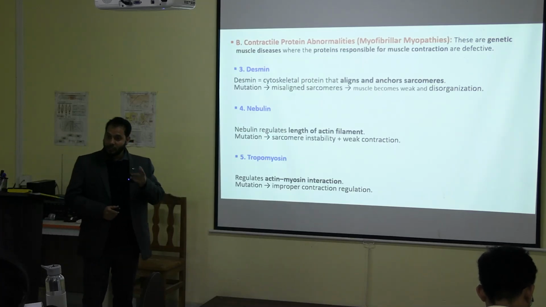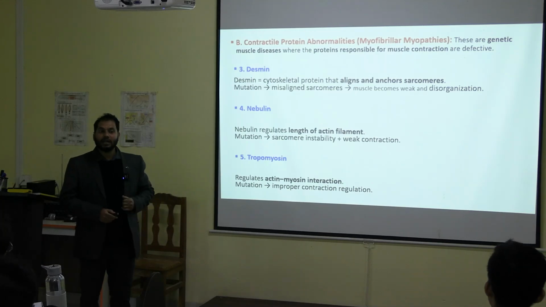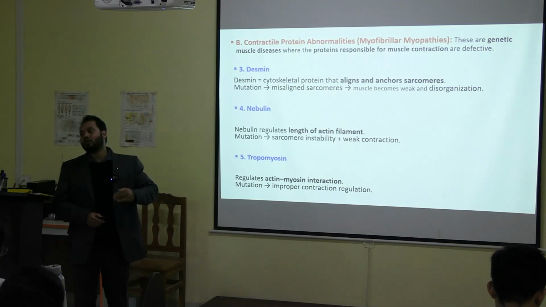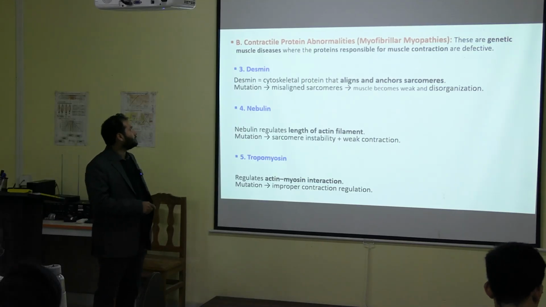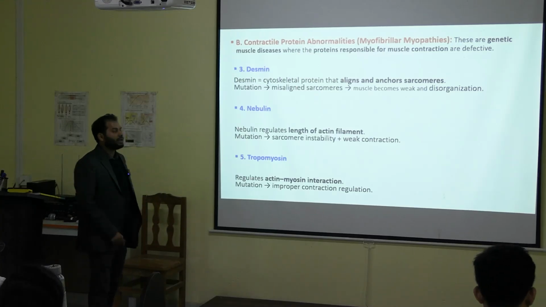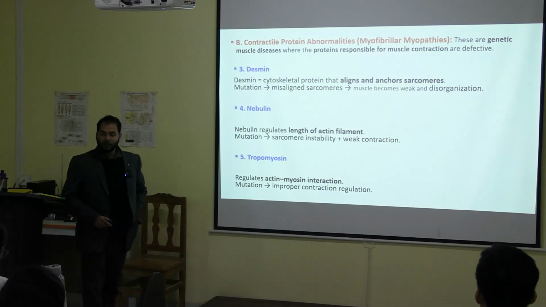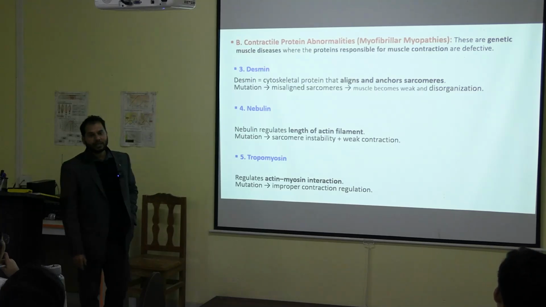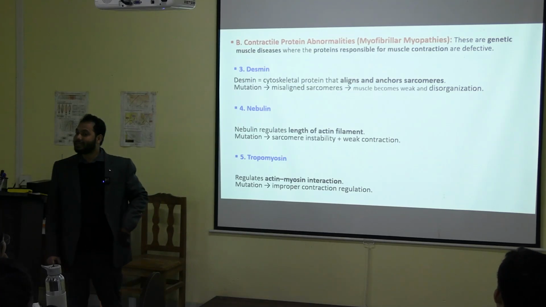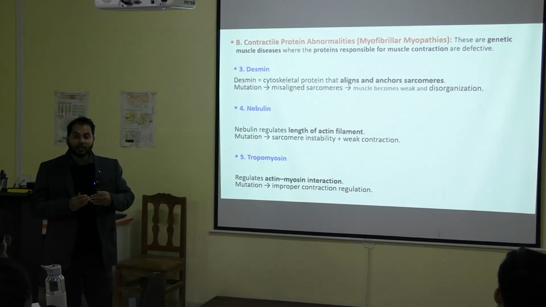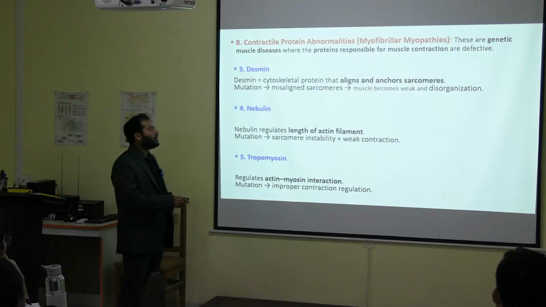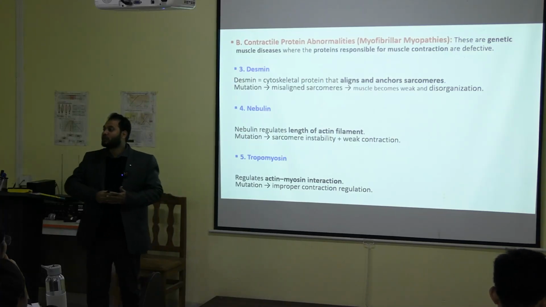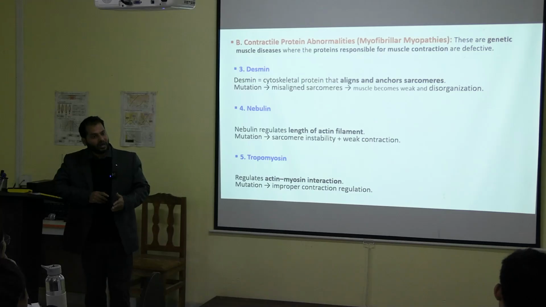But defects in the skeletal muscle proteins affect the alignment of the sarcomere. You can see the alignment of sarcomeres basically depends on the protein desmin. But again, due to mutations, there is a misaligned sarcomere. An aligned sarcomere is important to generate a strong force of contraction. But if there is a misalignment in the sarcomere, the muscle becomes weak and disorganized. So muscle becomes weak, meaning again the force of contraction will also be less or weak.